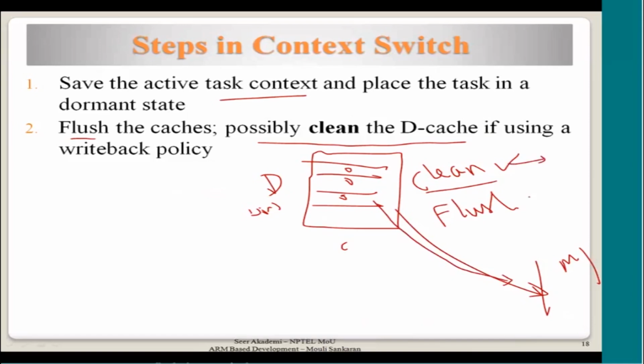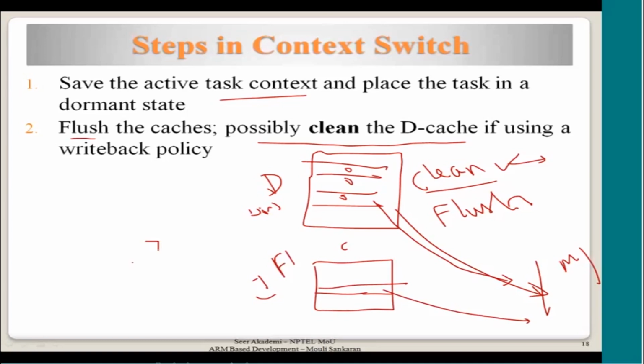But if it is a flush, we don't care about writing back. For a code instruction cache, we don't have to write back the instructions which are there in the cache, so we can just flush the entries. Similarly, the TLB entries, the translation lookaside buffer entries, are basically page table entries, right?